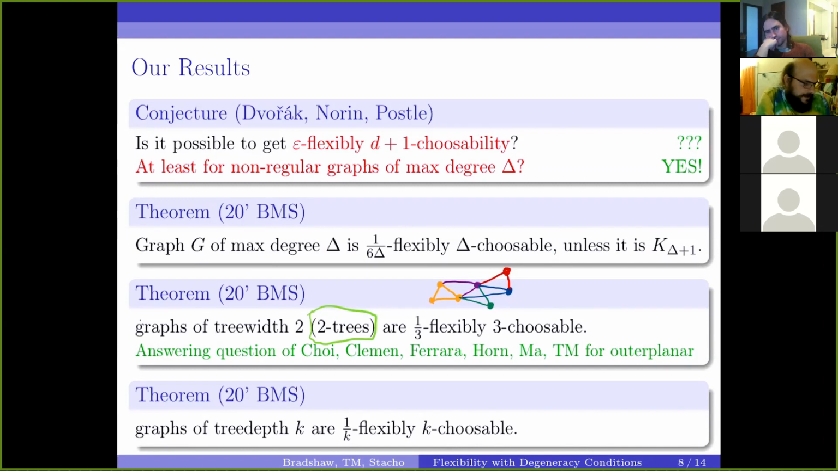And this answers our previous question that we had with my co-authors: what about outerplanar graphs? Outerplanar graphs are a subclass of graphs of treewidth 2. So by this we also solved this question. The last thing I would like to mention, but I will not prove because of time, is that we were able to show a more general result for graphs of treewidth at most k, and we show that they are 1/k flexibly k choosable. But this is a part that I will not have time to show you today.